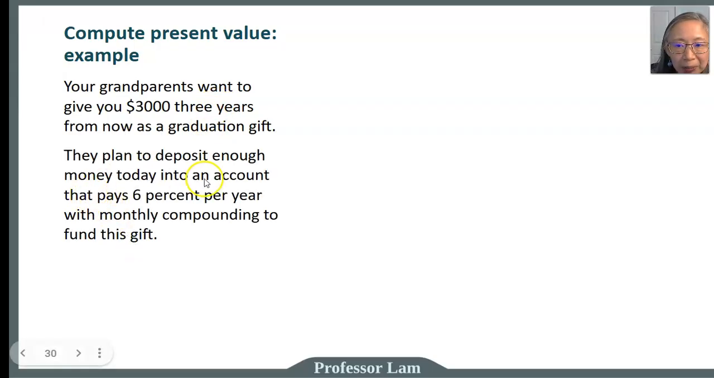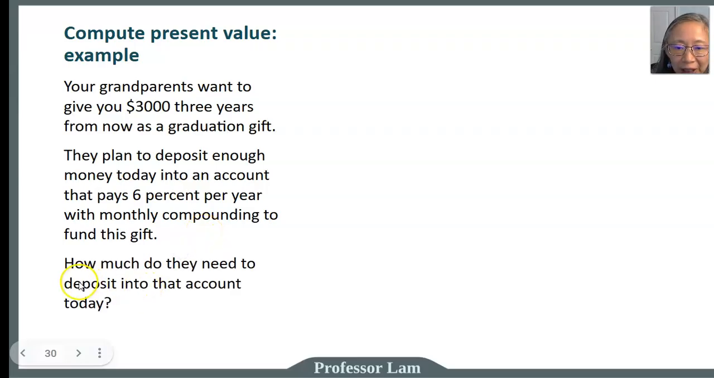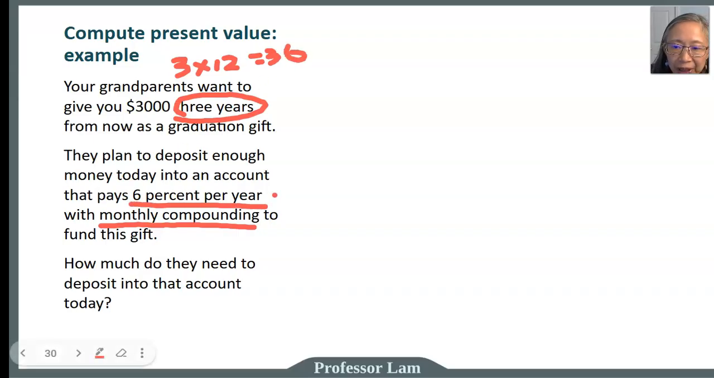They plan to deposit the money into a bank account today that pays 6% per year with monthly compounding. So this is a little bit tricky. The question is, how much do they need to deposit into the account today? Because the compounding is monthly, we need to change that time unit. So instead of 3 years, we have to convert that to months. So that's 36 months. And instead of 6% per year, it is 6% divided by 12, or 0.5% per month.